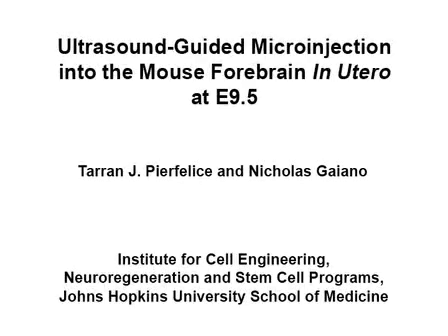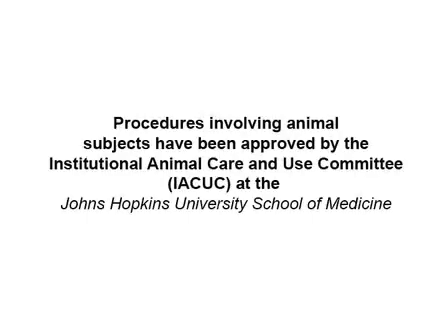The overall goal of this procedure is to deliver retroviral vectors into the mouse forebrain prior to the onset of neurogenesis in that region. This method will permit transduction of germinal zone cells with genes of interest. Other viral vectors or cells could also be injected using this method.